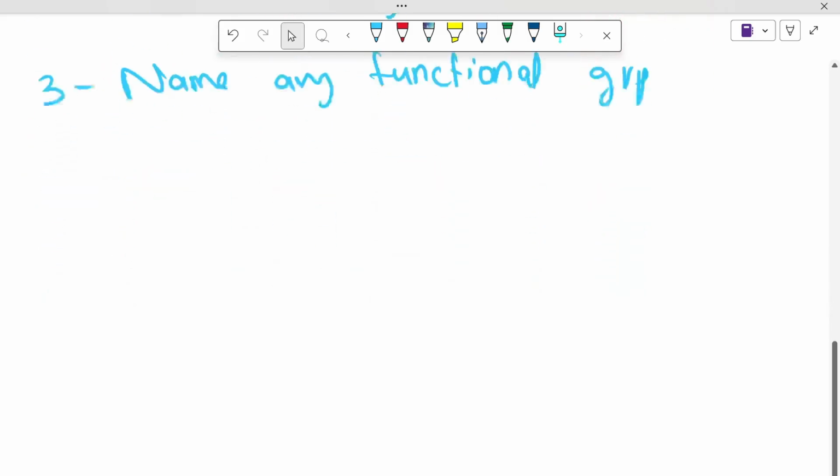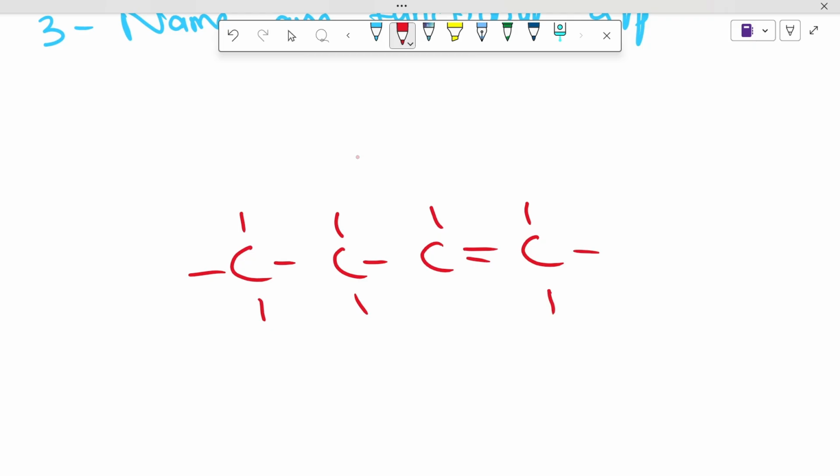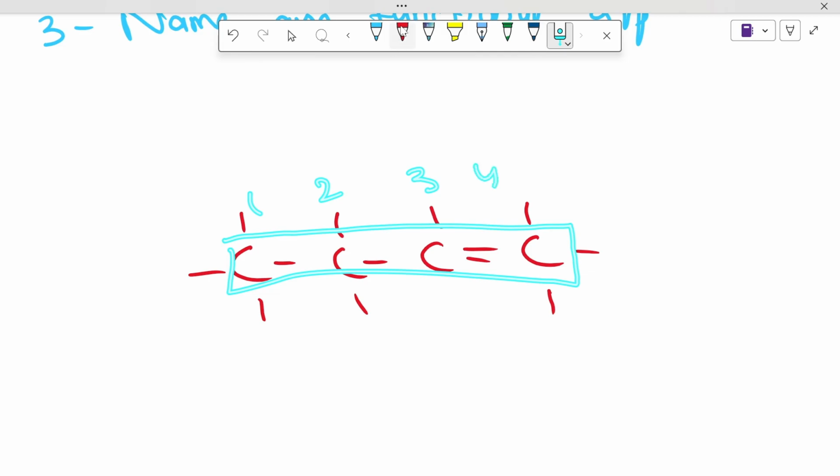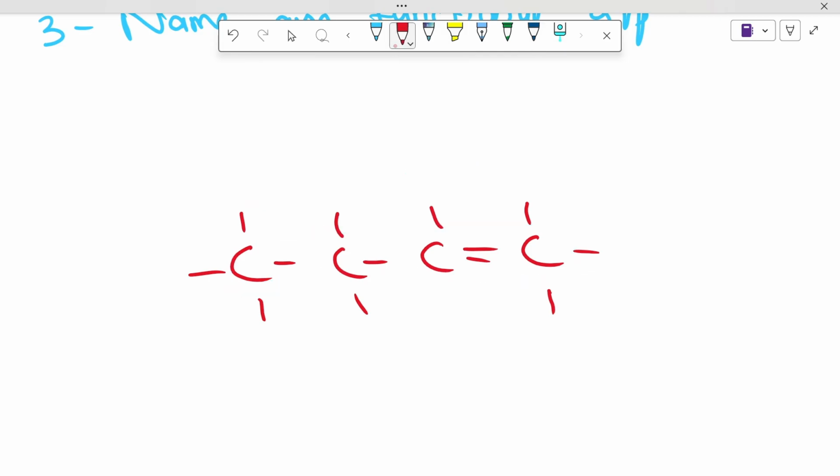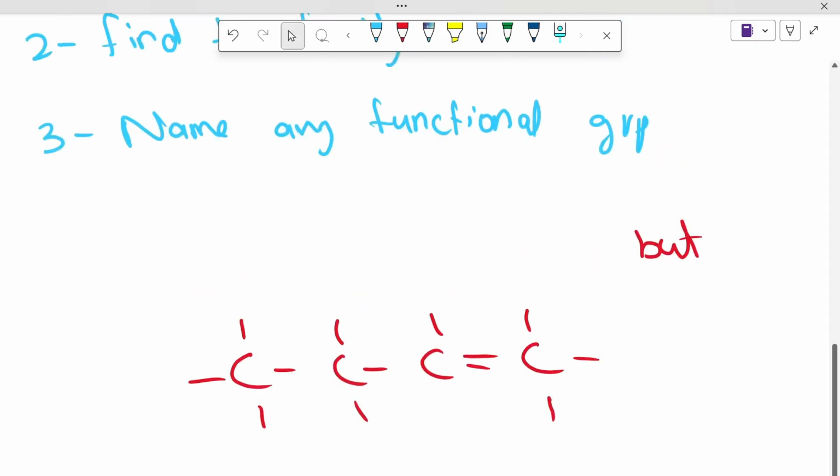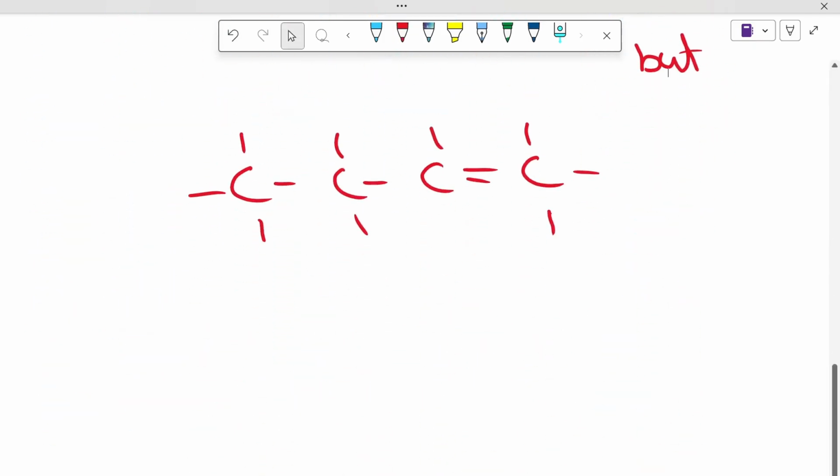Now let's move on to some harder examples. I'm going to draw in front of you and we're going to name them together. So now take a look at this. Again, we follow the rules. First of all, what's the longest chain? Obviously this one. How many carbons are in there? One, two, three, four. So we write but over here as a four carbon. Now I told you that we take a look at the chain and find the family.